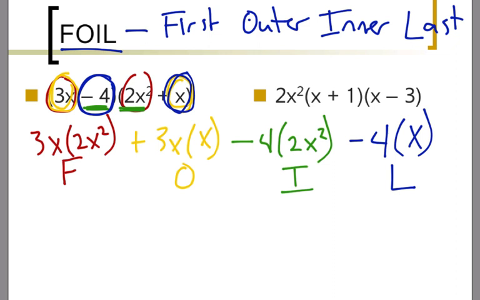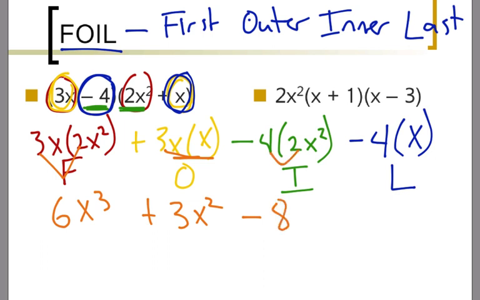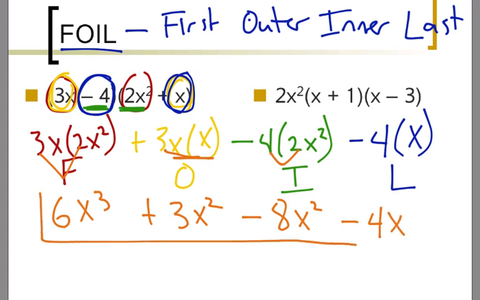So that's FOIL. You can see how it's colorful and coordinated there. And then you just go ahead and work it out. So when I work it out, I'm going to get 3x times the 2, which gives me 6x to the third, plus this is going to multiply out to be 3x squared, minus 4 times 2 is 8, x squared, and then minus my 4x. And that is my simplified answer.